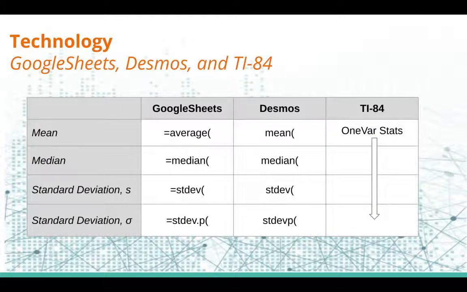Okay, technology. I do have videos that show you how to use Google Sheets, Desmos, and the TI-84. There are lots and lots of statistical programs out there, but these are some that are readily available to everyone. So you'll notice that we can come up with a mean using either the average or mean command in Google Sheets or Desmos. The median is the median. The standard deviation for the sample is just STDEV. It's the population that has a P on the end of it. For the TI-84, we can run a single command, one variable statistics, that will bring up all of these measures for us.